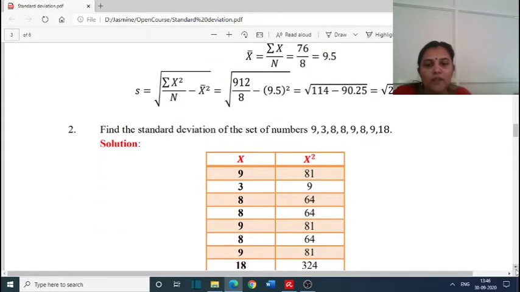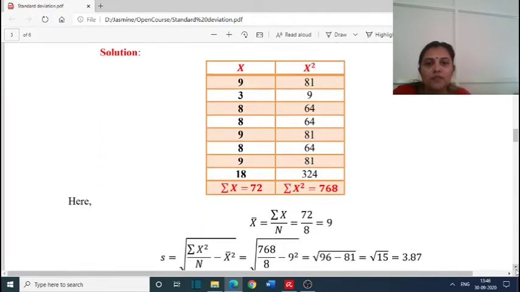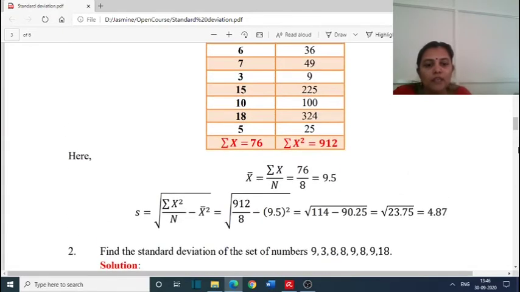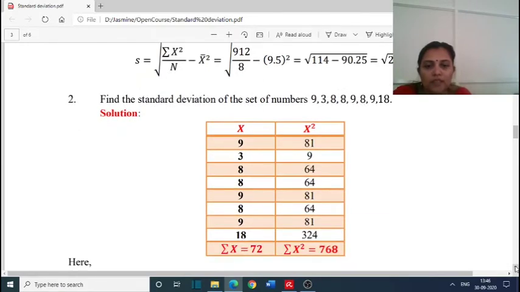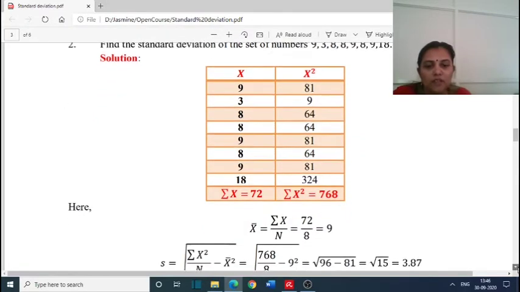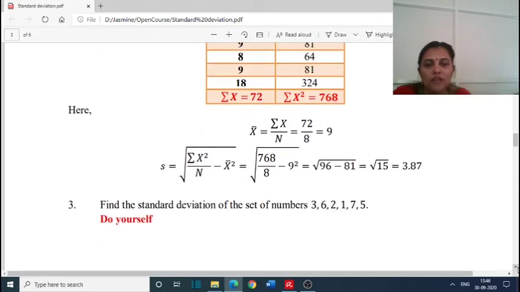Next problem: find the standard deviation of the set of numbers 9, 3, 8, 8, 9, 8, 9, 18. So here also 8 numbers are there. So x equal to 9, 3, 8, 8, 9, 8, 9, 18. So x square is 9 square 81, 3 square 9, 8 square 64, 8 square 64, 9 square 81, 8 square 64, 9 square 81, 18 square 324. So sigma x equal to 72 and sigma x square is equal to 768.